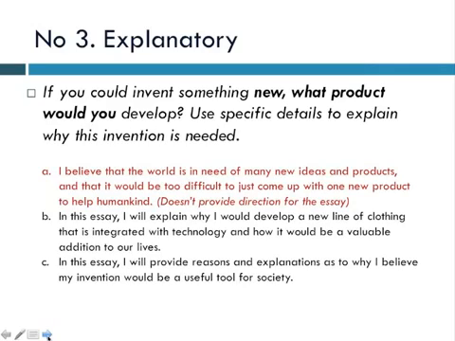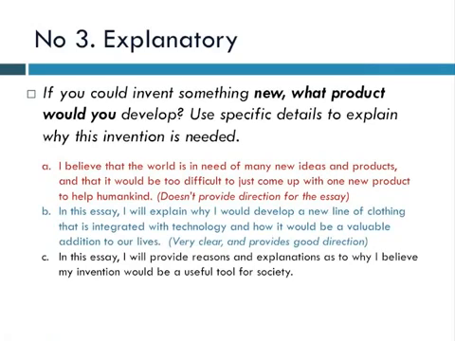What about B? Well, B is a good example. In fact, it's very clear. Now, it states that I have an idea for the particular product. So, for example, I would develop a new line of clothing that is integrated with technology. So I state what my product would be, and then I state that the rest of the essay will explain why it's a valuable addition to our lives. So it's very clear, and it helps provide good direction for the rest of the essay.